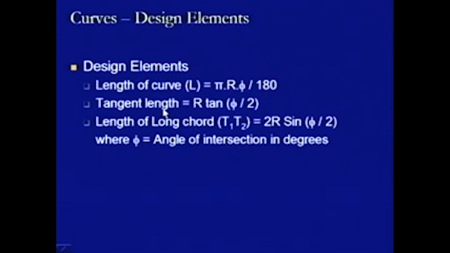Similarly, the tangent length can be defined as r tan phi by 2. This is another value which is required when we set the curves. The length of the long chord, which is T1 T2, is equal to 2r sin phi by 2, where phi is the angle of intersection in degrees.